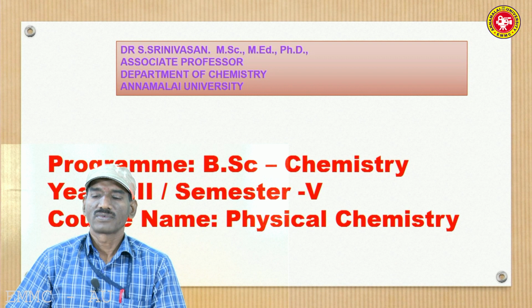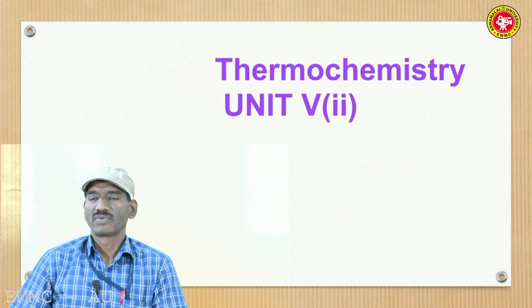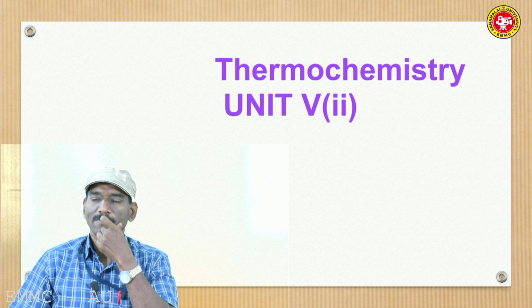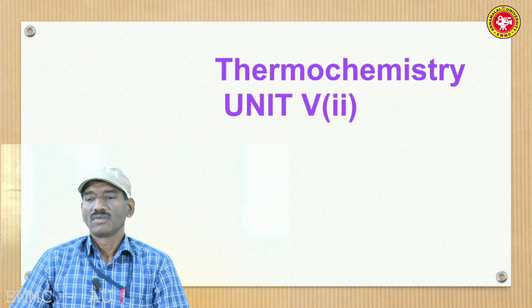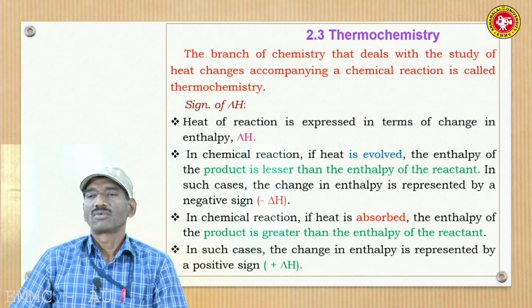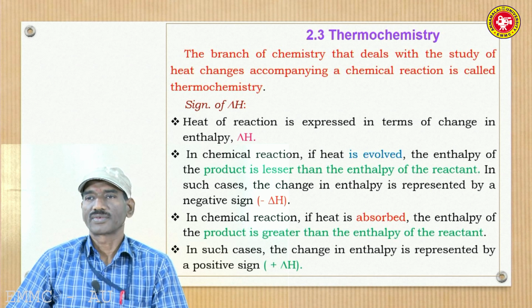Today we are going to see the B.Sc. program, especially Unit 5, second part. The first part we have already finished. In Unit 5, second part, Thermochemistry, we are going to see the value of delta H and the sign of delta H.